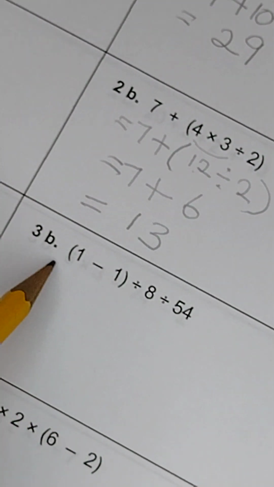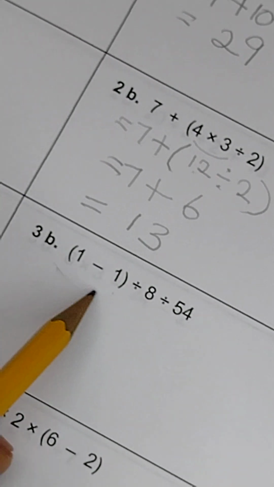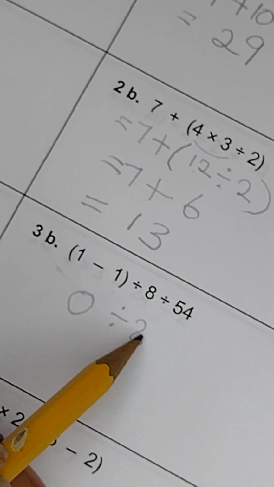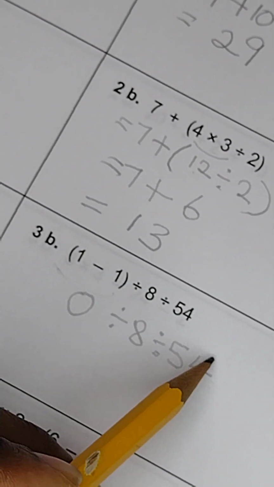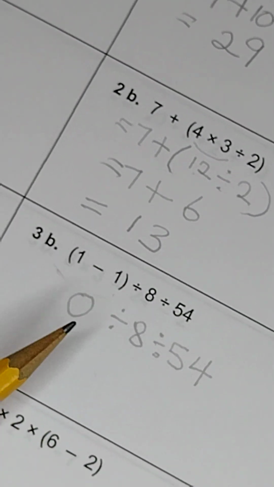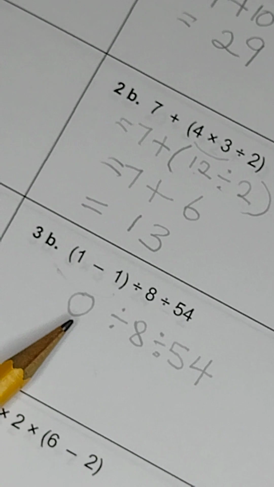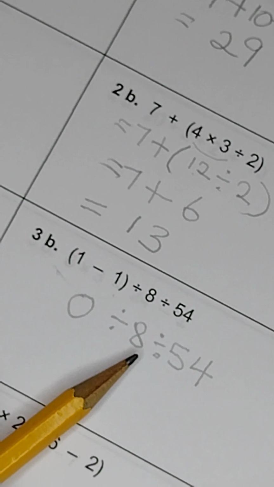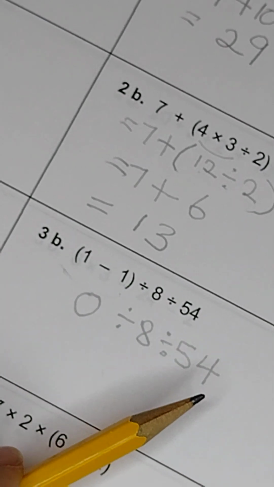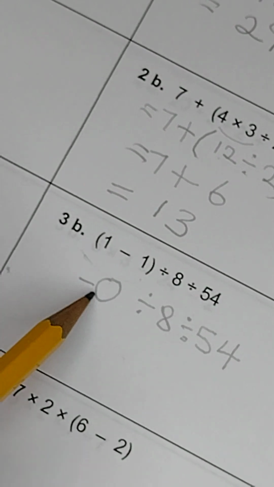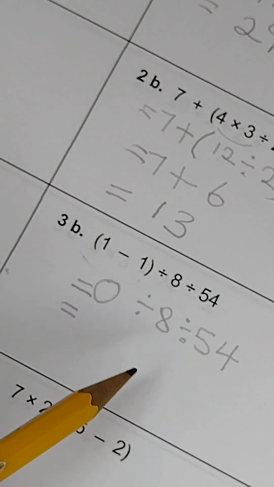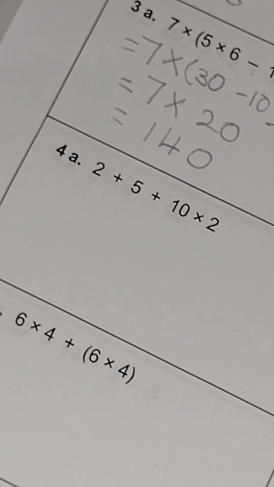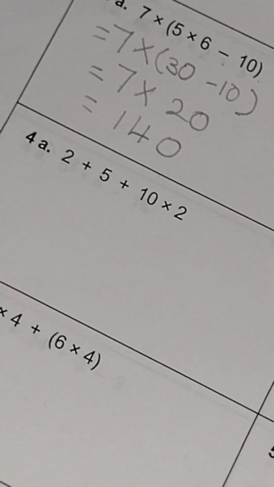So here, again, we'll deal with the bracket first. 1 minus 1, that's 0. And bring down, divided by 8 divided by 54. Now, because this is 0 here, it does not matter what's happening on this side. 0 divided by 8 is just 0. And then 0 divided by 54 is just 0. So whatever the case may be, because this is division, or even if it had been multiplication, you still end up with a 0. Okay. So 0, I sometimes like to call it a naughty number.